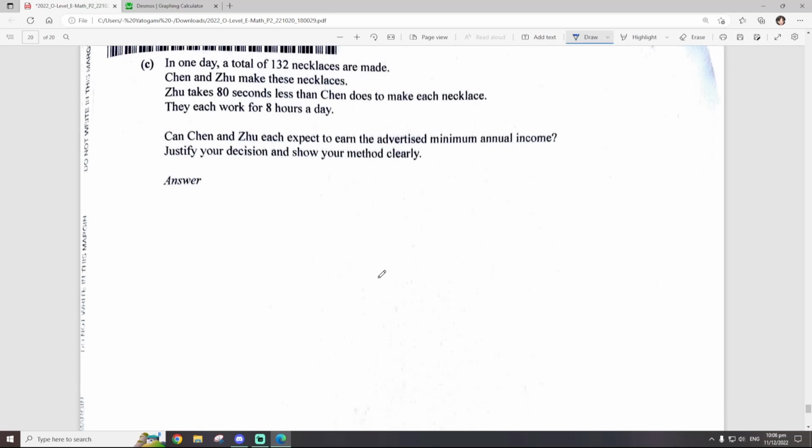In one day, a total of 132 necklaces are made. Chen and Zhu make these necklaces. Zhu takes 80 seconds less than Chen to make each necklace. They each work for 8 hours a day. Can they expect to earn the advertised minimum annual income? Okay.